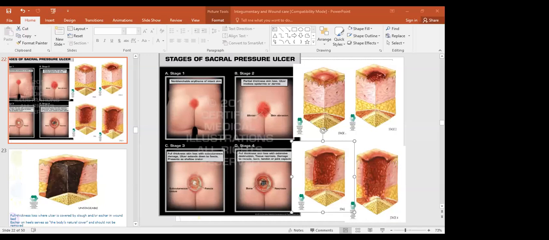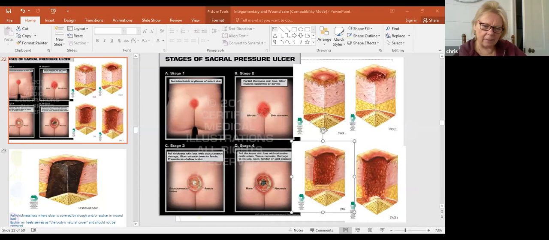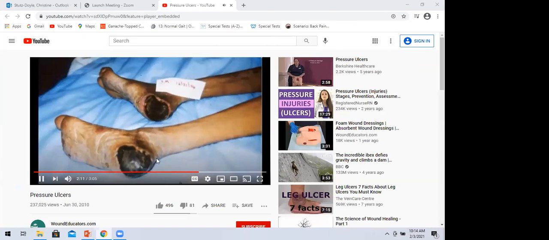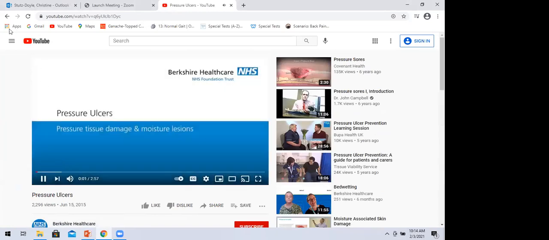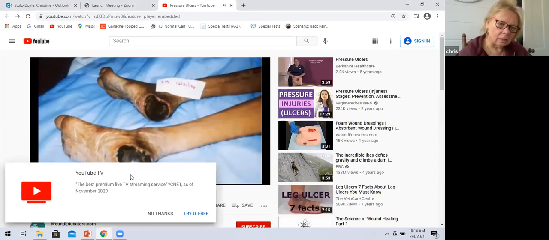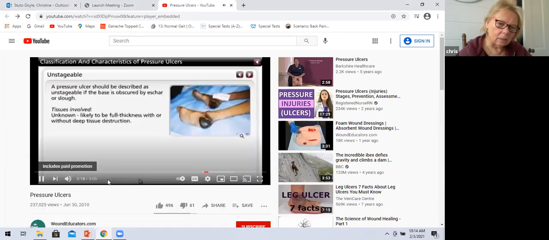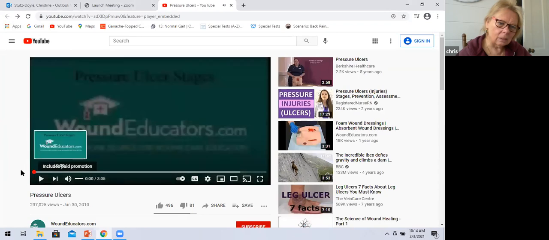Deep tissue injury is defined as a purple or maroon area of discolored intact skin or blister due to damage of underlying soft tissue from pressure and or shear. The area may be preceded by tissue that is painful, firm, mushy, boggy, warmer, or cooler as compared to adjacent tissue. A pressure ulcer should be described as unstageable if the base is obscured by eschar or slough. Until enough slough and or eschar is removed to expose the base of the wound, neither the true depth nor the stage can be determined.